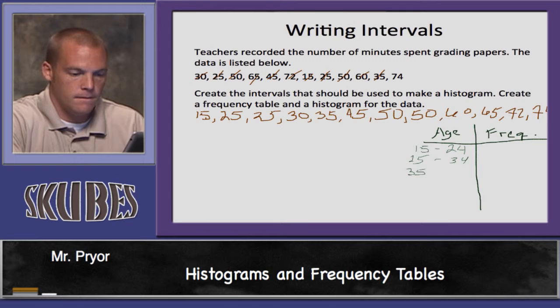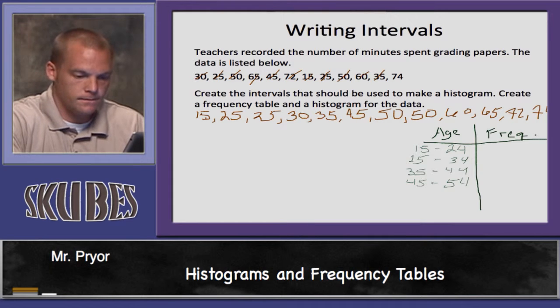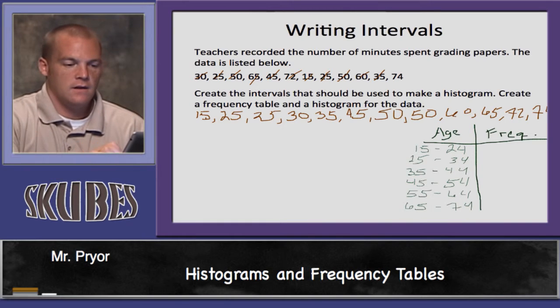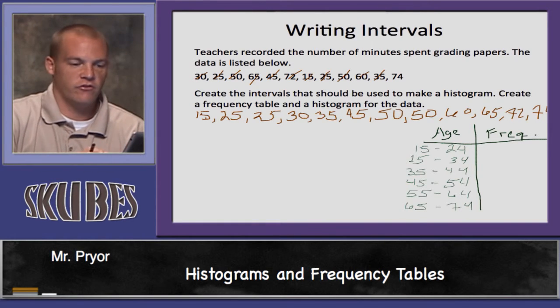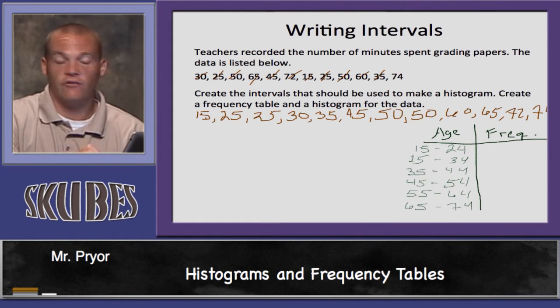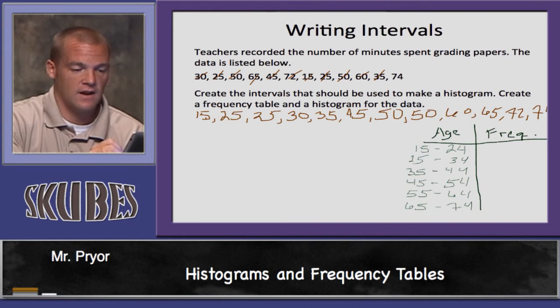Then 35 to 44. And then it's a continuation from there. 45 to 54, and 55 to 64, and then 65 to 74. All right, and that gives us everything we need at this point. And now, one of the things we need to make sure to do is determine how many of these values, 15 through 74, will actually fall within these intervals. Okay, so these intervals actually being the time intervals, I should say, time spent.